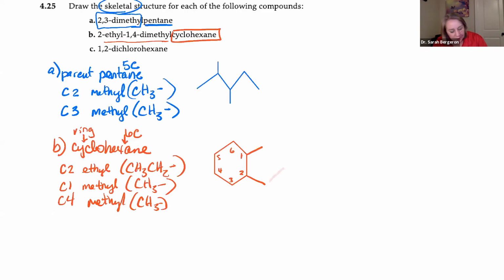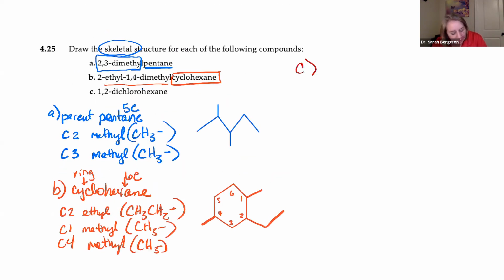C. What is C? C is 1,2-dichlorohexane. So I want to talk about my parent. My parent is hexane. Whenever we talk about hexane, it's going to be 6 carbons, right? So that's my 6th carbon. Then I have 1,2-dichloro. So that means I have 2 chlorines, on carbon 1 and on carbon 2.